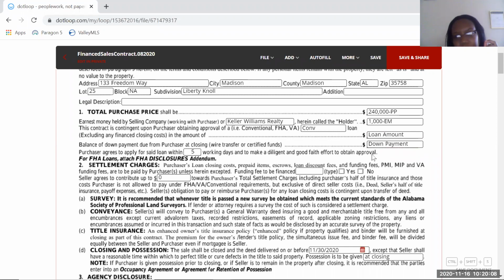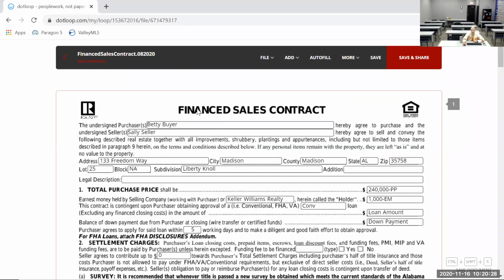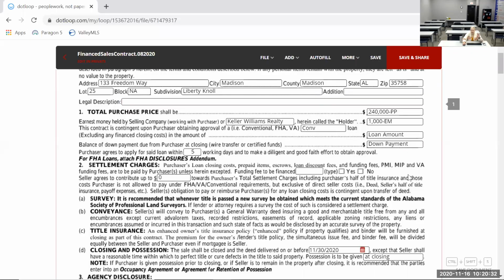On the loan type, if it's cash, do you put cash there or leave it blank? If it's cash, then you're going to be doing a cash sales contract and not a finance sales contract, so you don't have to write it. Cash is going to be at the top where it says finance, it's just going to say cash sales contract. It's basically the same thing, but it's a little bit different since it's cash.